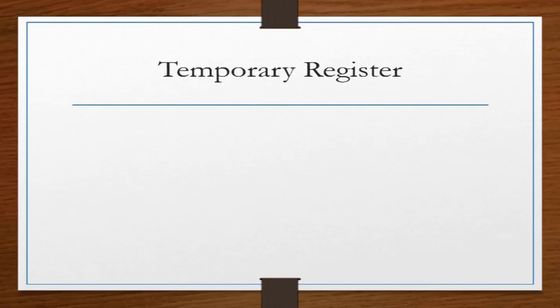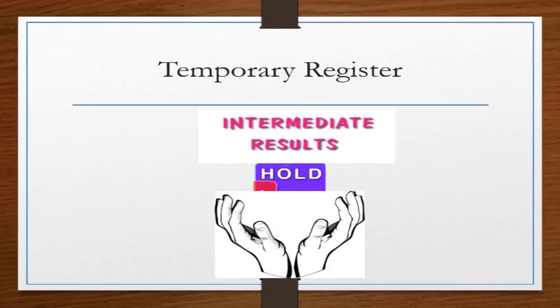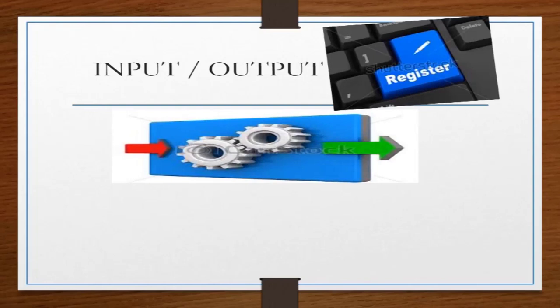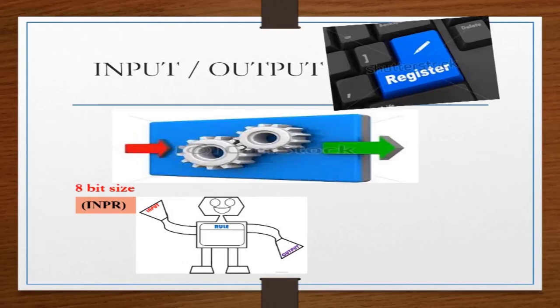Temporary register, or TR. It is used to store intermediate results or other temporary data. In the basic computer, the input devices can send 8 bits of data to the CPU, and the CPU can send 8 bits of data to output devices using the temporary register. The input register, or INPR, is used to hold 8-bit data sent from an input device. The output register, or OUTR, is used to hold 8-bit data to be sent to an output device.